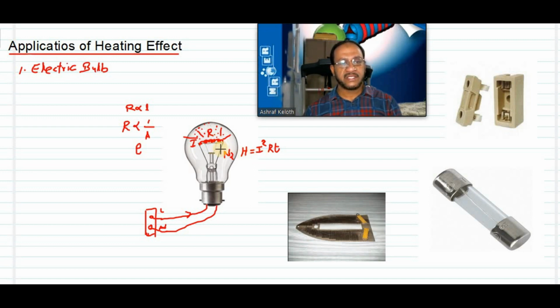So the main disadvantage of this electric bulb is that... who invented this one? Sir, Thomas Alva Edison. Edison invented this one. And you remember what was the first experiment done by Edison? Sir, chicken eggs. Okay.